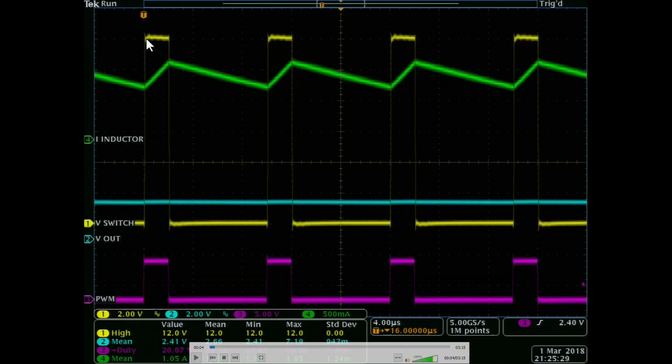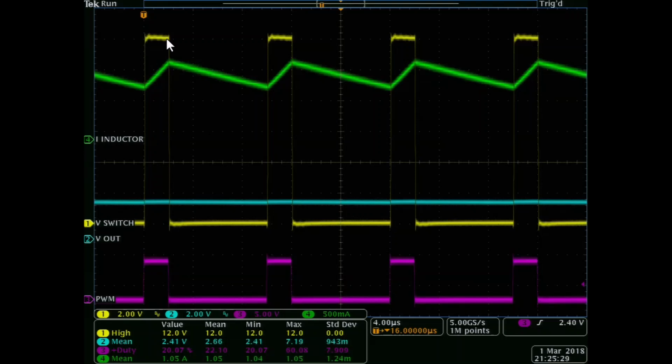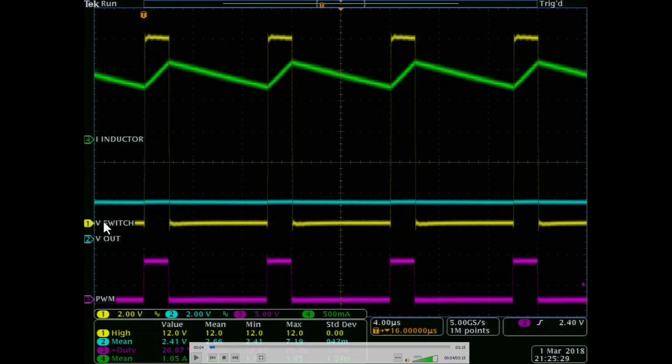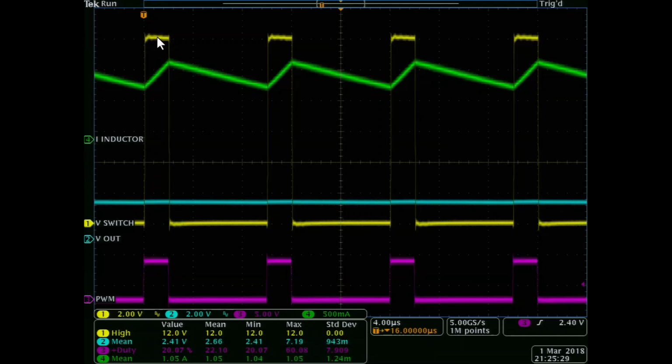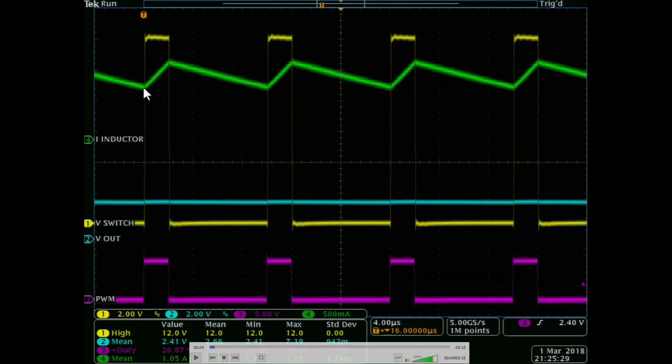This is the switch voltage, the junction of the two MOSFETs and the inductor. So it's switching between the return, the common, and the supply voltage. And this is the inductor current. So we see that when the switch node voltage is high, that is the upper switch is on, the lower switch is off, the current is ramping up in the inductor.